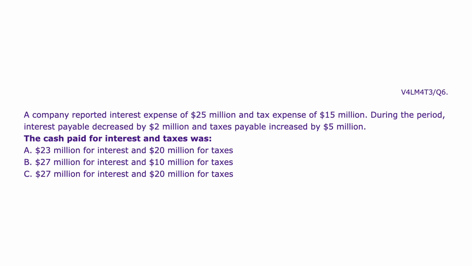A company reported interest expense of $25 million and tax expense of $15 million. During the period, interest payable decreased by $2 million and taxes payable increased by $5 million. The cash paid for interest and taxes was: A. $23 million for interest and $20 million for taxes, B. $27 million for interest and $10 million for taxes, C. $27 million for interest and $20 million for taxes.